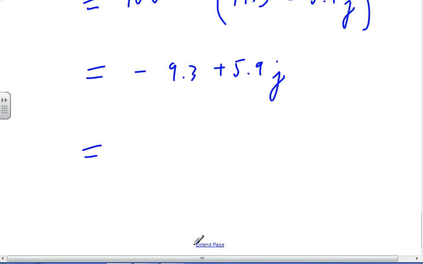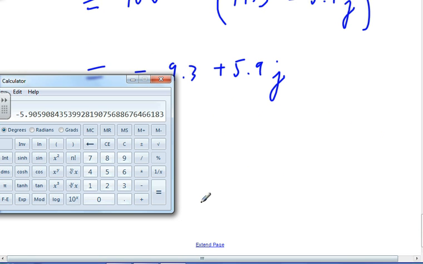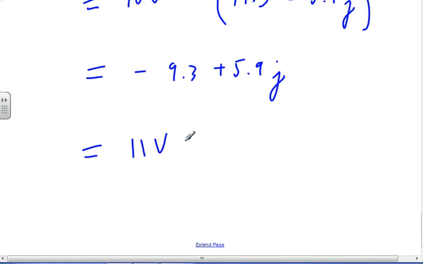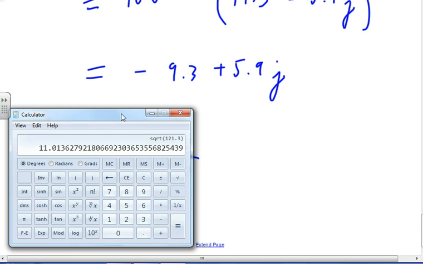Okay, we want that in polar form. 9.3 squared plus 5.9 squared equals, square root, 11. 11 volts angle. Okay, angle.